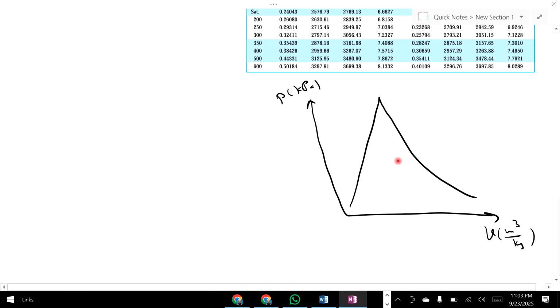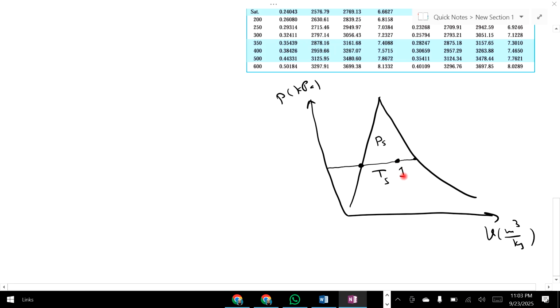Initially the water is in the wet region, and this region is the combination of liquid and vapor. In this region we know that pressure is constant, and from this point to this point the pressure is called saturation pressure and the temperature is called saturation temperature. So from completely liquid form to completely vapor form, the temperature is constant, and that temperature is called saturation temperature.